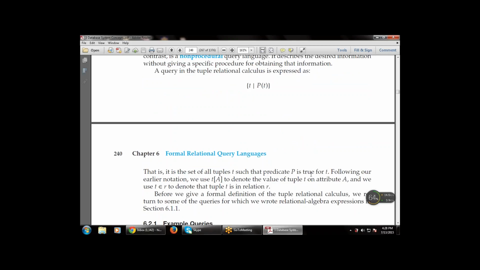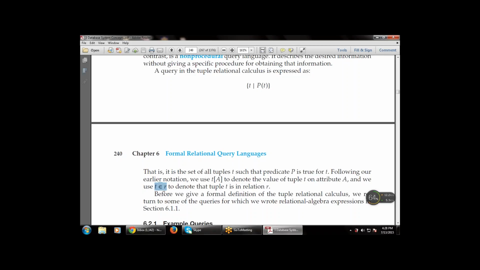Following the earlier notation that we use, t[A] denotes the value of the tuple t on the attribute A, and we use t ∈ r to denote that the tuple t is in the relation r. So this symbol denotes that the tuple t belongs to that relation, that is, to that table.